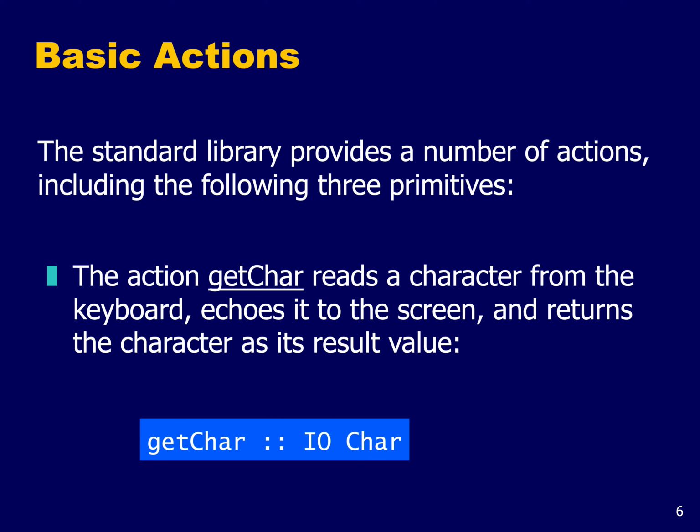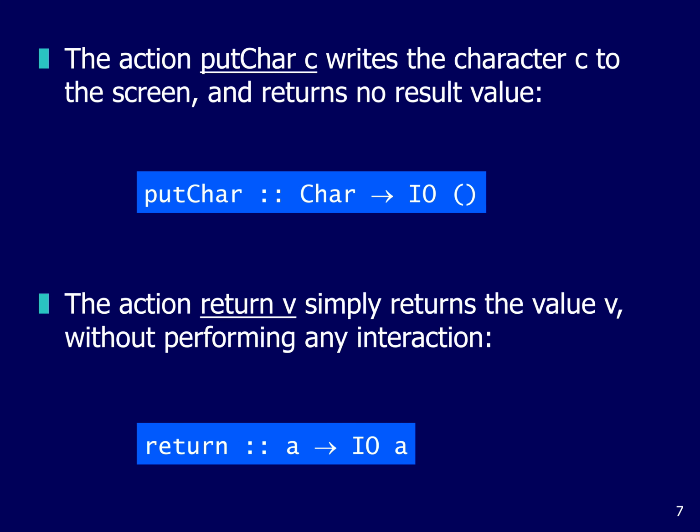Whereas getChar has type IO of Char, so it's permitted to interact with the outside world. So the second primitive is exactly what you expect. It's the dual of the first one. putChar is a function that takes a character and then builds you an interactive program which writes it to the screen. So the action putChar of c writes the character c to the screen, and actually that's always going to succeed, so it's not actually going to return a result value, or really it's going to return a void result value.